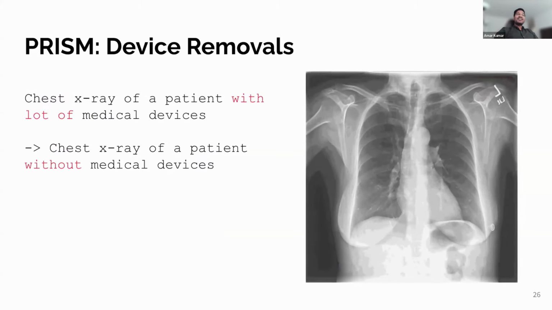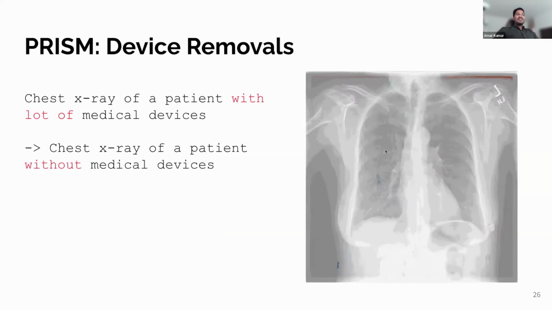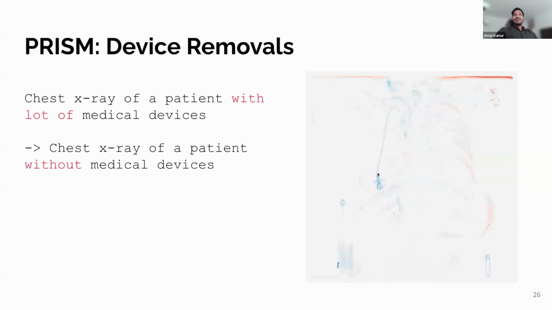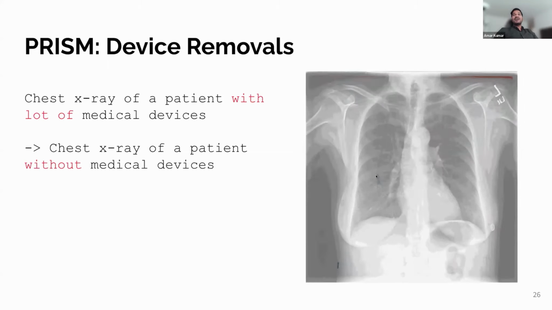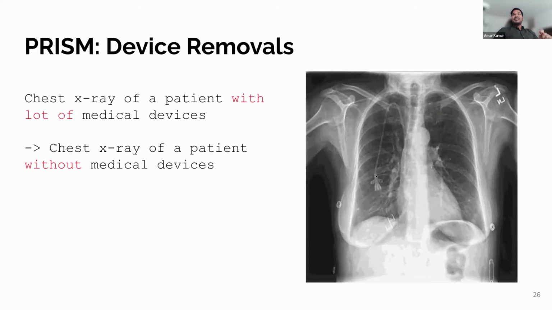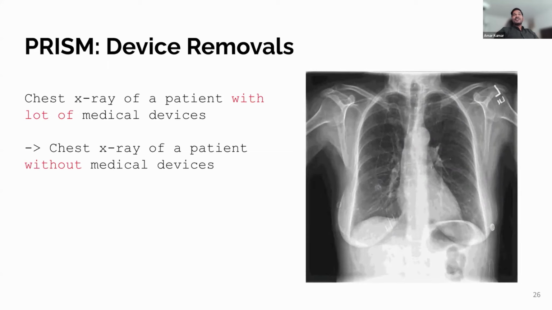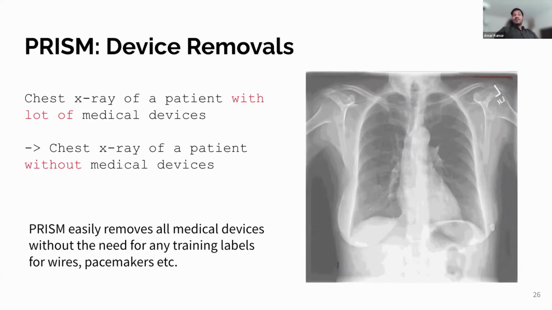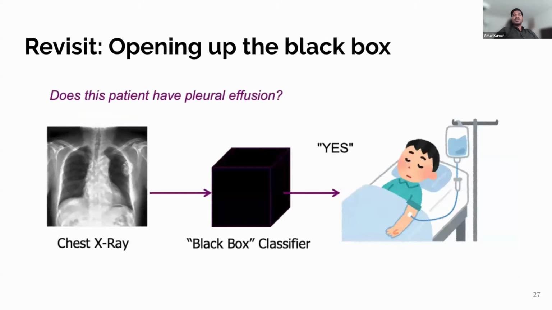But here is an animation, I guess you can see on your screen, of those tiny regions where you have these devices, and you're giving the text prompt, chest X-ray of a patient with medical device, change it to without any medical device, and you can see the fine edit: all these devices are clearly removed in this animation. And I'm also showing you a difference image, which clearly indicates these tiny regions. So you can see the capability that it's able to perform all those fine edits without any metadata needed. So Prism is capable of removing all the medical devices without any training labels for wires, pacemaker, or any device that is present there.